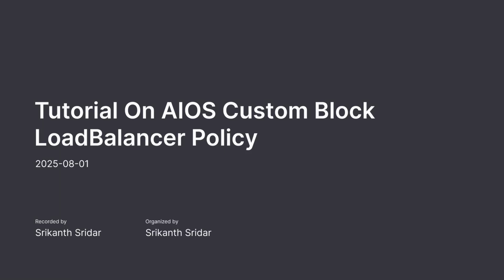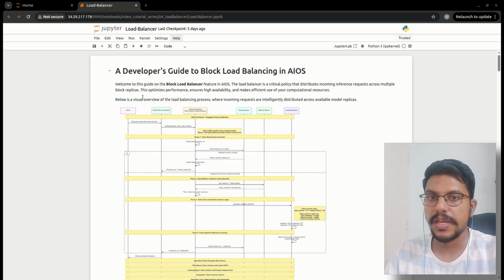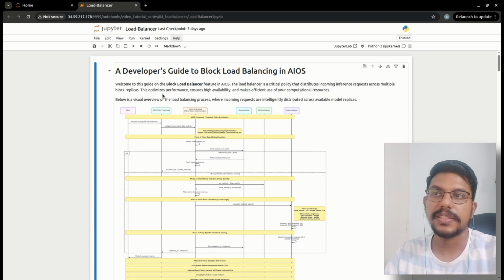Welcome back, guys. Today we are going to explore another crucial component of production AI systems. It is nothing but load balancing. Specifically, we will dive into a token-based load balancer, which is again a custom policy that we have implemented.